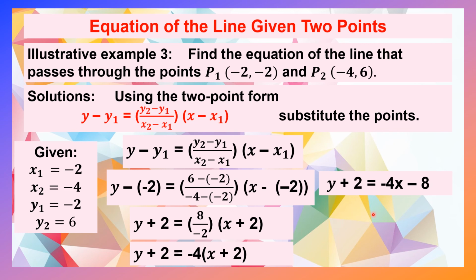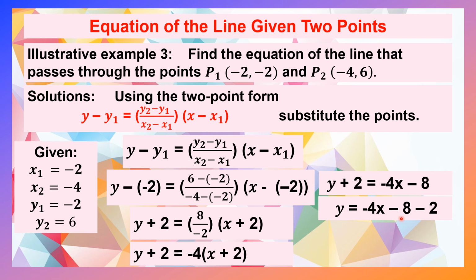Let us write our equation using slope-intercept form, or y equals mx plus b. So, only y is here on our left side. So, we need to move the positive 2 to the other side. So, when we move the positive 2, it becomes negative 2. Then, just copy y, the equal sign, and our negative 4x minus 8.